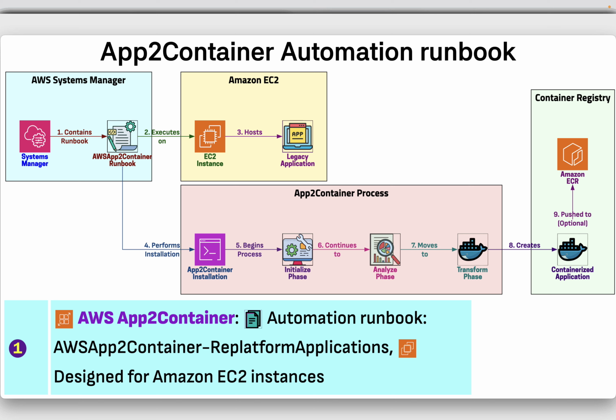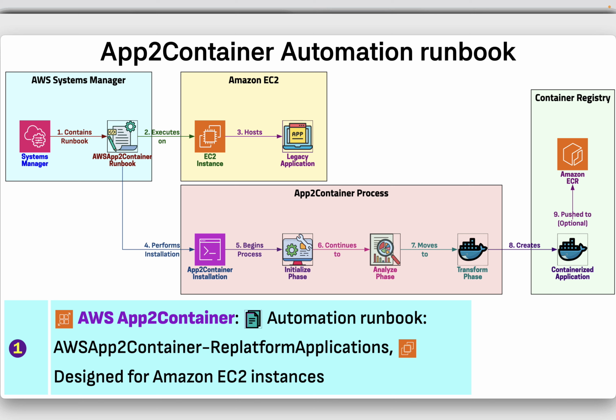Okay, last is the App2Container Automation Runbook. This is a specific case if your applications are running on AWS EC2. Previously I talked about applications running on premises or your own Linux server or in your data center. This is if you want to migrate from applications running on EC2 to ECS or EKS. Then you can run App2Container also, and there is the automation runbook.